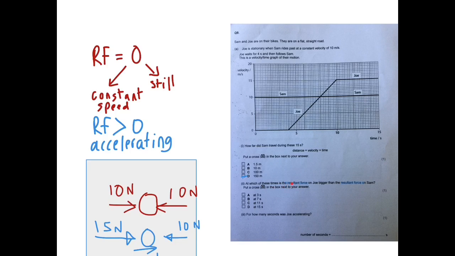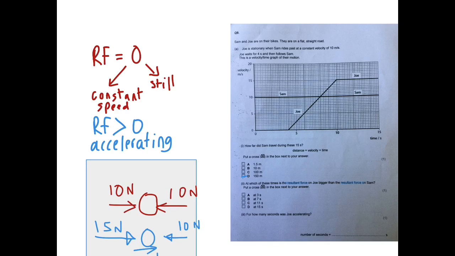So which of these times is the resultant force on Joe bigger than the resultant force on Sam? In other words, if you think about it, Sam has a resultant force of 0. How do we know this? Because they're moving at a constant speed. And as we know, constant speed means the forces acting on are balanced. So the resultant force is always 0 for Sam.